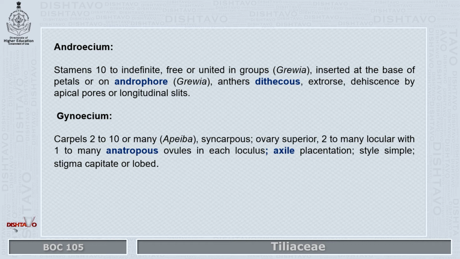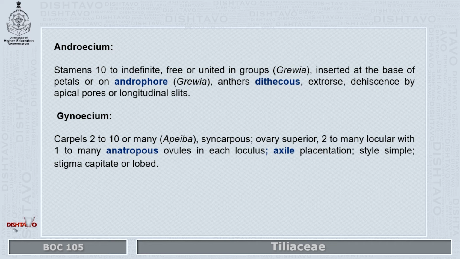Then gynoecium, there are 2 to 10 or many carpels, and many carpels you can see in Sterculia. It is syncarpous. The ovary is superior, many locular, with 1 to many anatropous ovules. Anatropous ovule is an inverted ovule where the micropyle is bent down to the funicle.